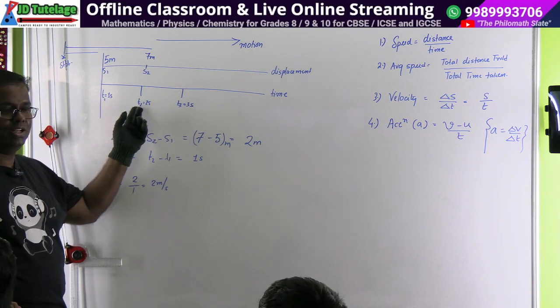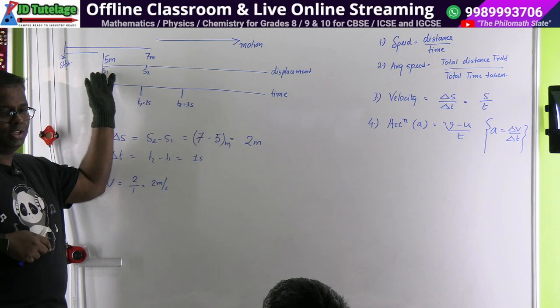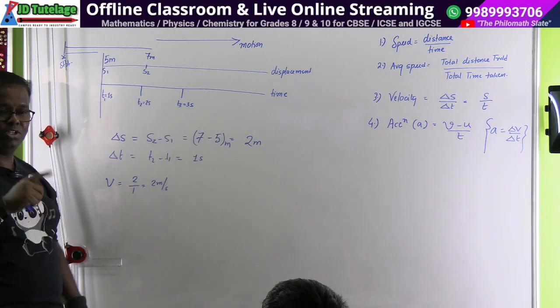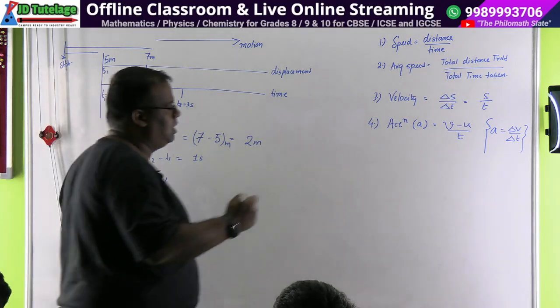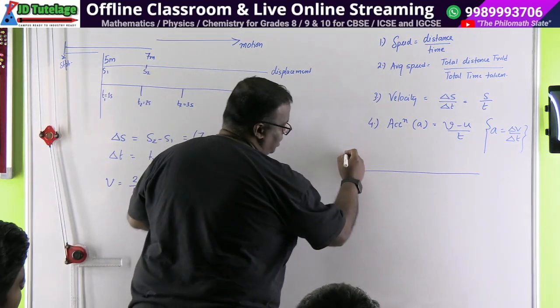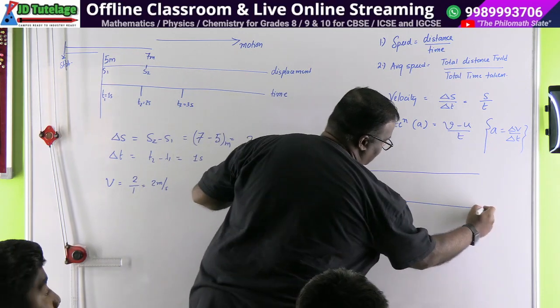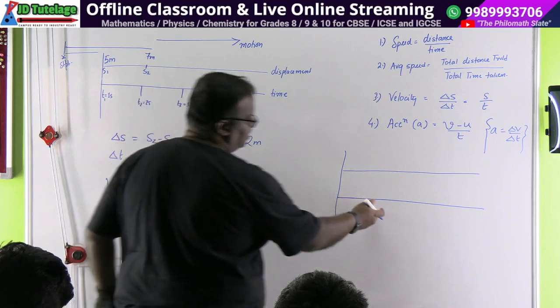In 1 second, how far did you come? 5 you had already reached and 2 more have come. 2 meters per second. Have you understood? So let us say now I am drawing another scale out here. Okay, this is another scale. Now just understand, the same story is now being taken here.